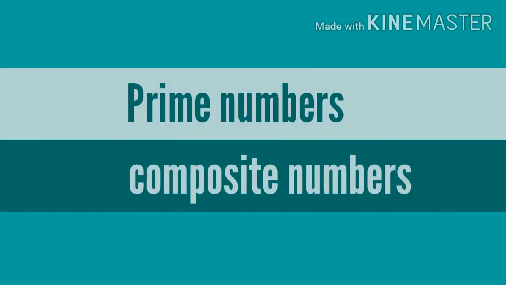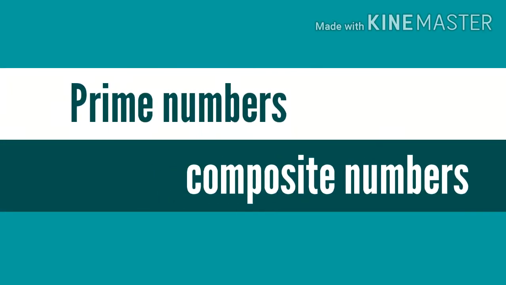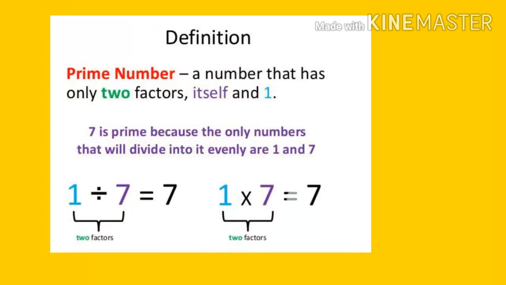Our next topic is prime numbers and composite numbers. First of all we are going to see the prime numbers: a number that has only two factors, itself and 1. As we know, a prime number has only two factors, that is 1, which is fixed, and the other, that is itself.